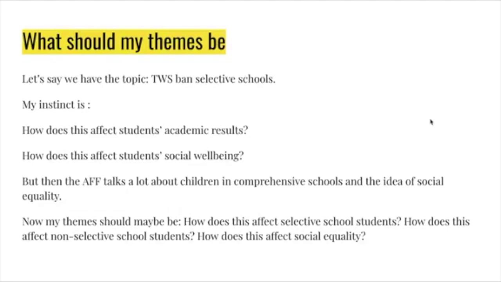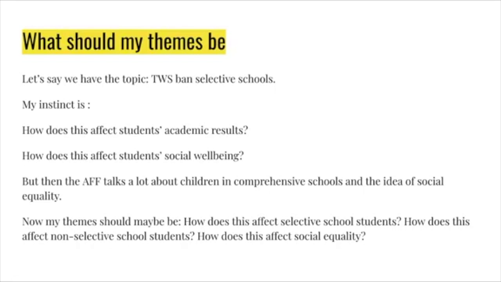Here's another example where we change the themes a little bit more. So let's say we're doing that we should ban selective schools. My instinct here would be, at first, how does this affect students' academic results? So does it mean people achieve less, or does it help kids at comprehensive schools to achieve more? And then how does it affect students' social well-being? So how do kids feel when they're put into a different school?